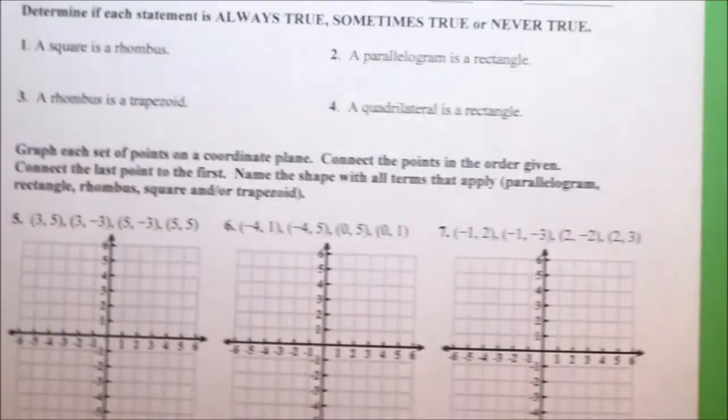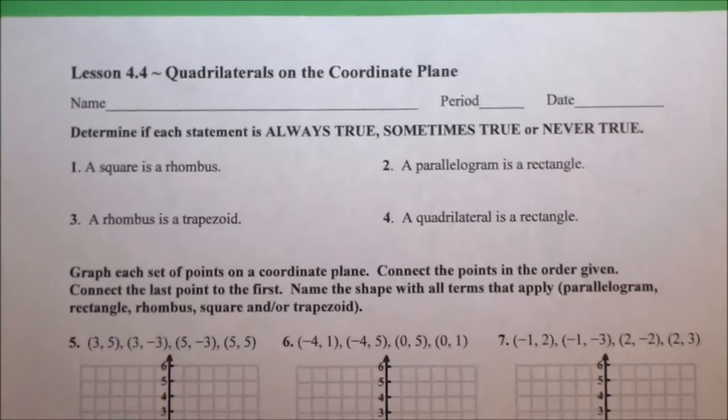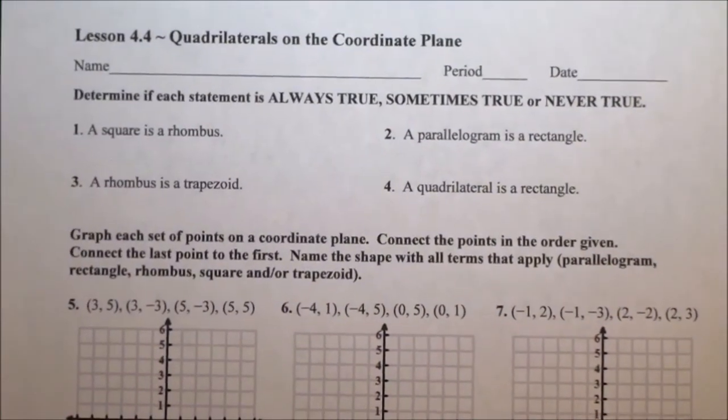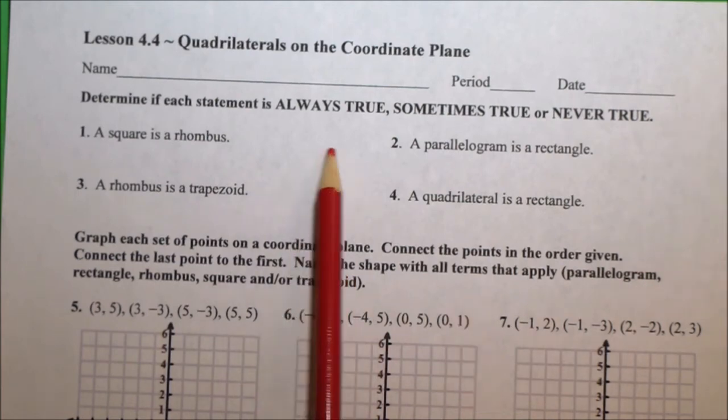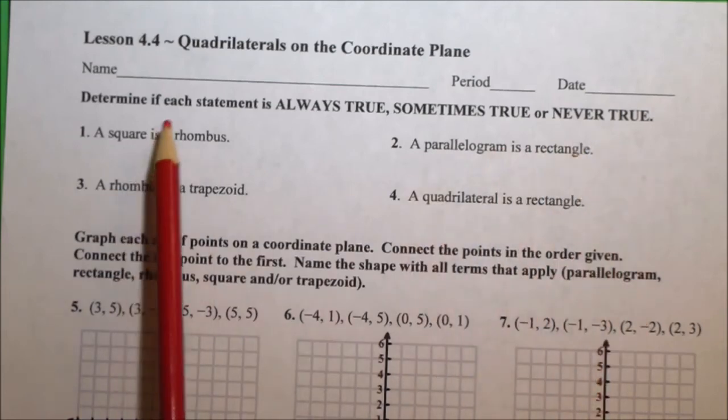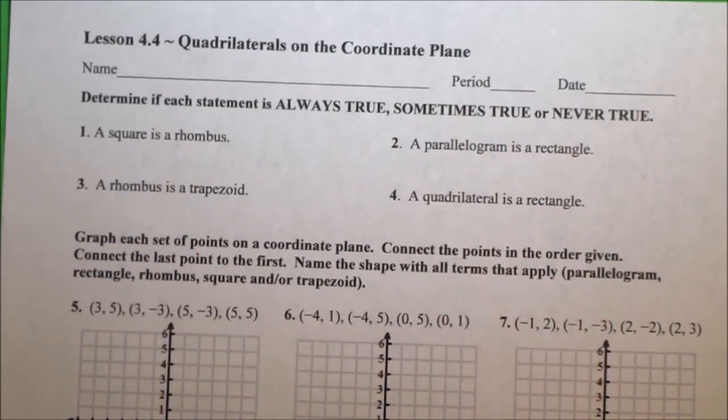Okay, so that's your practice problems for 4.4. Let's look at your worksheet real quick. In the first part here, like we did on the practice problems, look at your notes on the first page and figure out always true, sometimes true, or never true for each one of these. Really think them through, because sometimes it's not as obvious as you think.